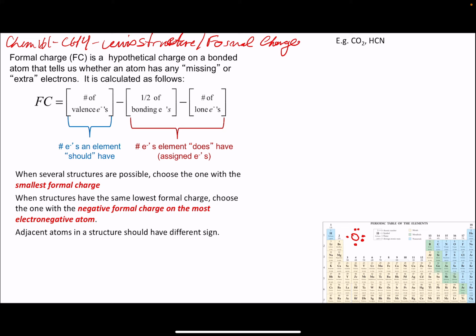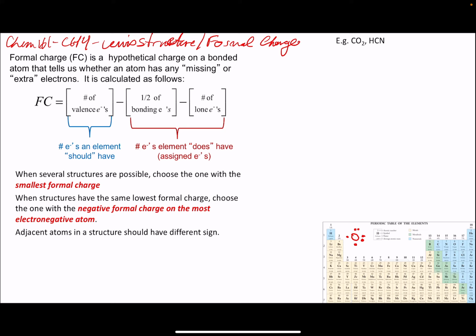And we would also show that if we have options, we would never want formal charges that are the same sign next to each other. We wouldn't want to put two positive formal charges next to each other. That would be electrostatic repulsion. So that final bullet there says that adjacent atoms in a structure should have different signs on their formal charge value.